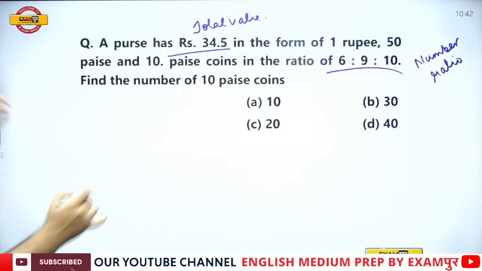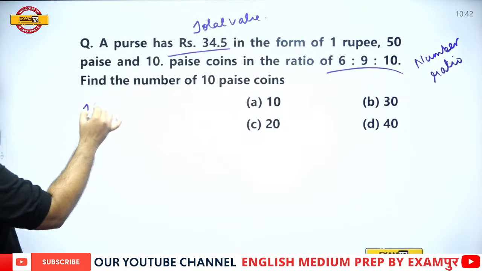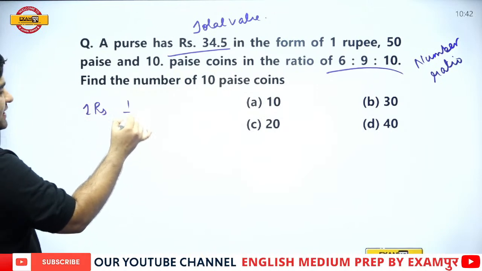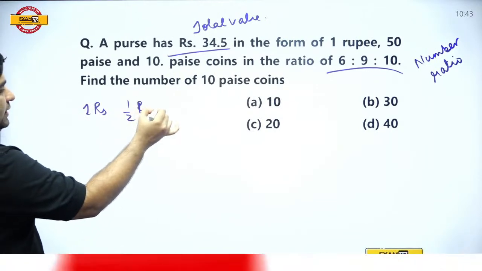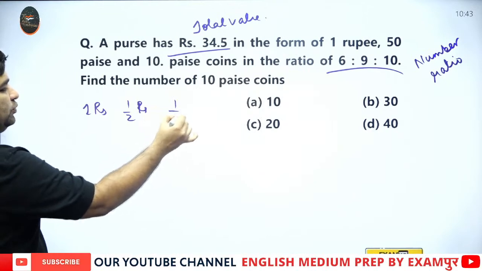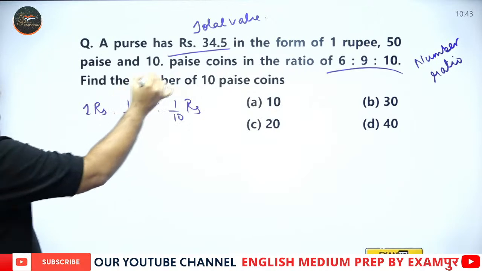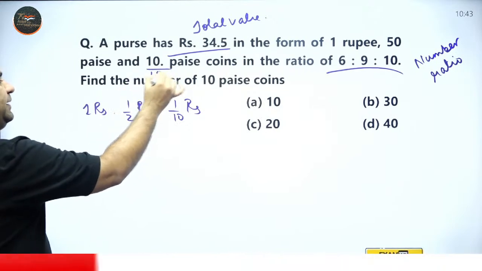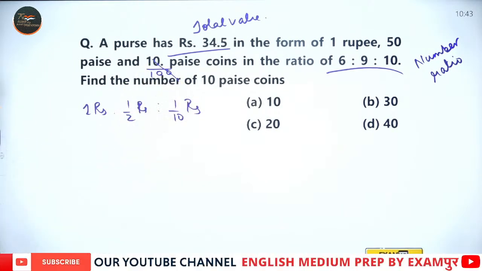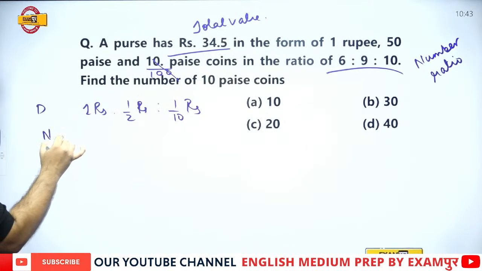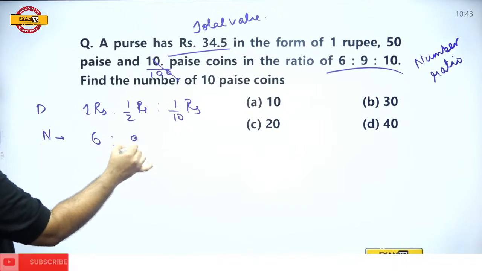So, 1 rupee denomination, 50 paise is 1 by 2 rupee denomination, 10 paise is 1 by 10 rupee denomination. 10 paise is 1 by 10 rupee, because to convert paise into rupee, you have to divide by 100. Now, the number ratio is given. Number ratio is 6 : 9 : 10.